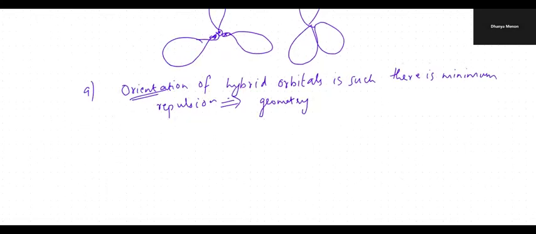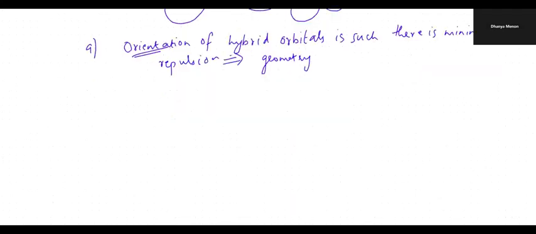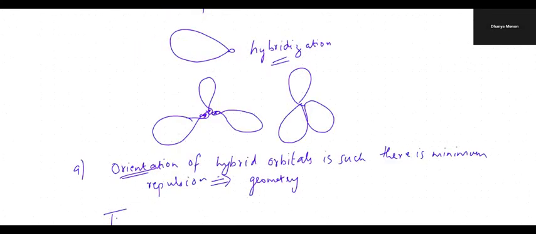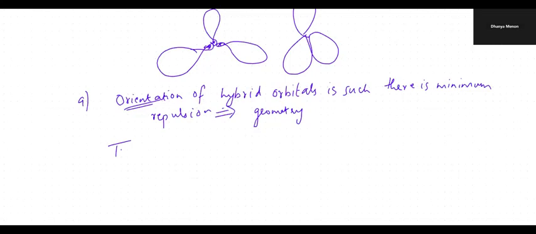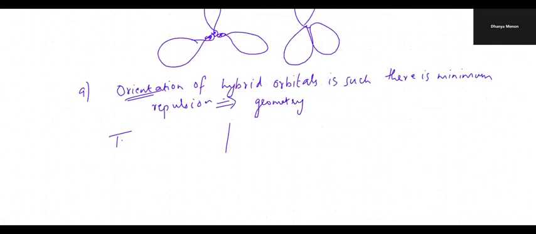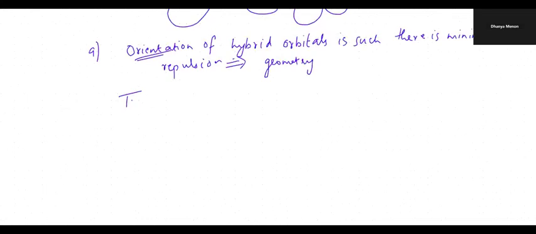Now, the type of hybridization. So these are the main points, students. Okay, we will be discussing some shapes of the hybrid orbitals now. Before we move on, we'll come to types of hybridization.